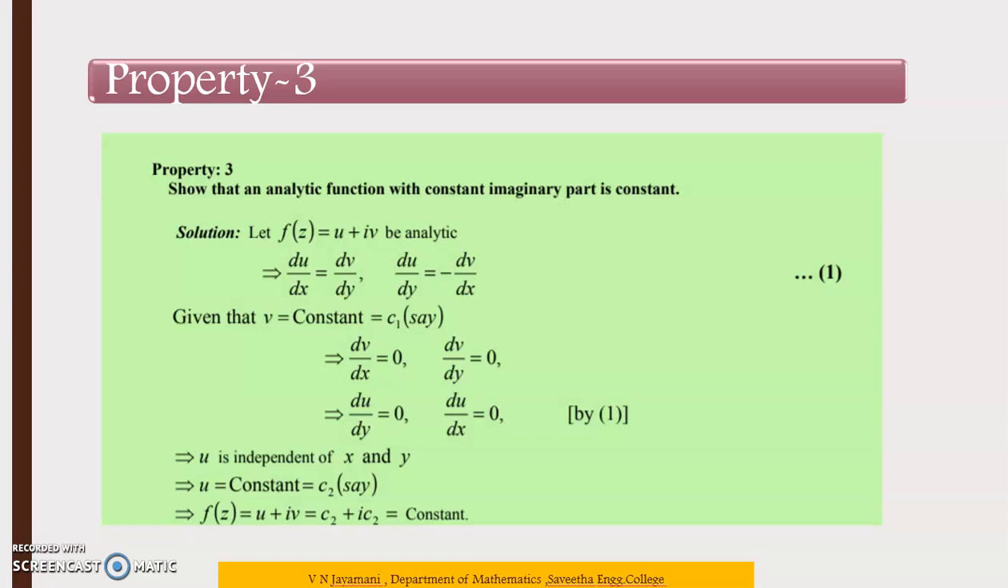Next we go to property 3: show that an analytic function with constant imaginary part is constant. First we saw that constant real part is constant, next that constant modulus is constant, and now we are going to see that constant imaginary part is constant.